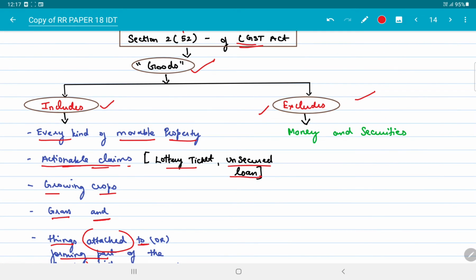Okay, what all does it exclude? Money and securities. Goods doesn't include money and security. So that means it is services, sir? No, you have to refer to the services definition also, then we can draw some conclusion on this part. But for the time being, section 2(52) defines goods and excludes money and security from the definition of goods.